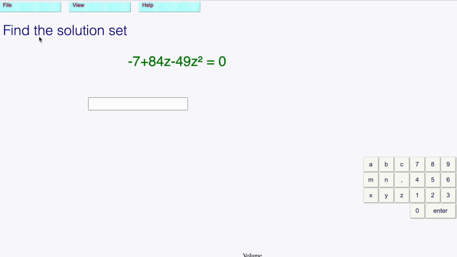Factoring level 12, find the solution set of this equation. It's a second degree equation. When we go to factor it, we're going to find that it doesn't factor nicely.